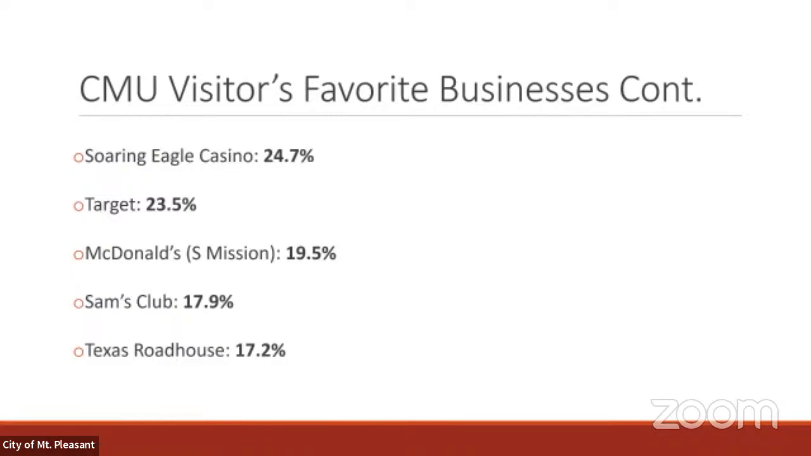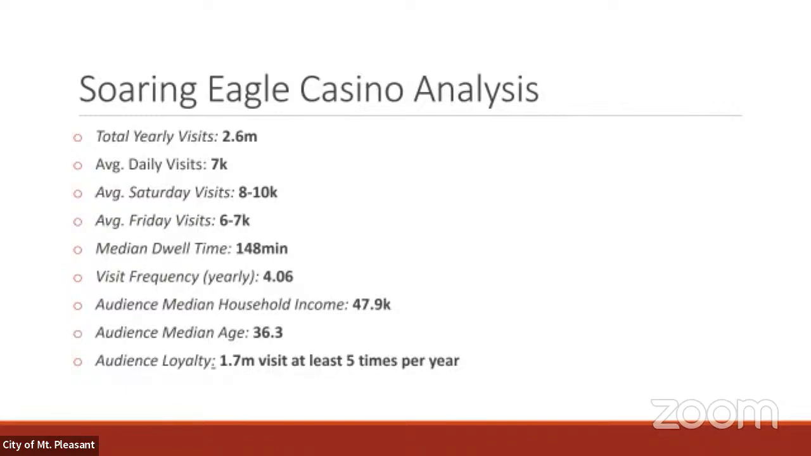So this is just a continuation of a couple more of the visitors' favorite places. We have Soaring Eagle show up on there, Target, McDonald's on Mission, Sam's Club, and Texas Roadhouse, kind of rounding that out. So then we wanted to take a look at just how much Soaring Eagle affects the Mount Pleasant area.